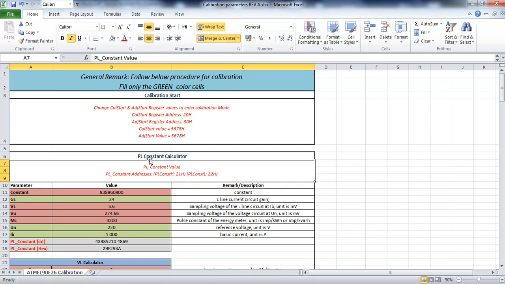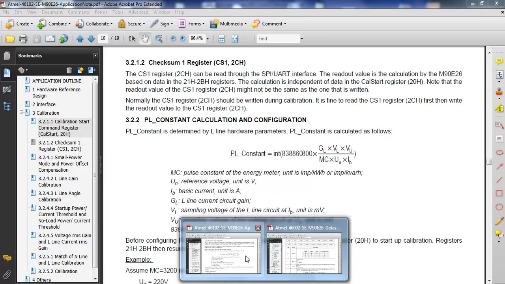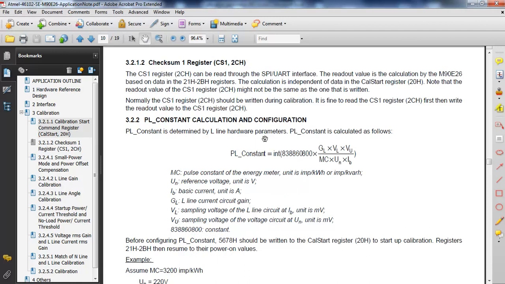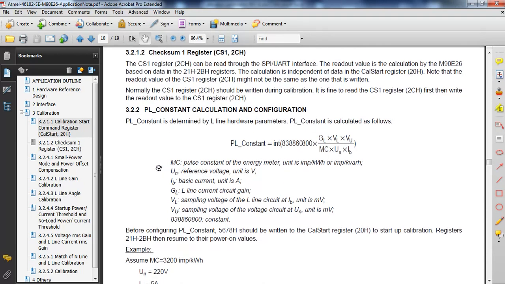To calculate this parameter, we need to use the equation given in the application note. As you can see, there is a constant value multiplied by several parameters. These parameters are described in detail in the application note. First, the MC, this is a pulse constant. This means how many pulses the energy meter will generate per kilowatt hour.